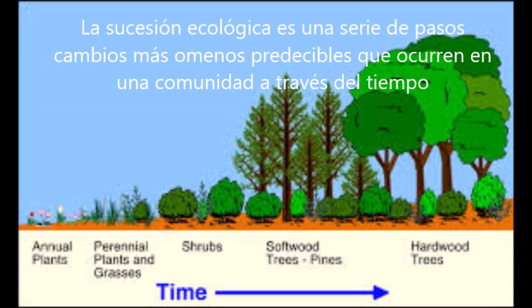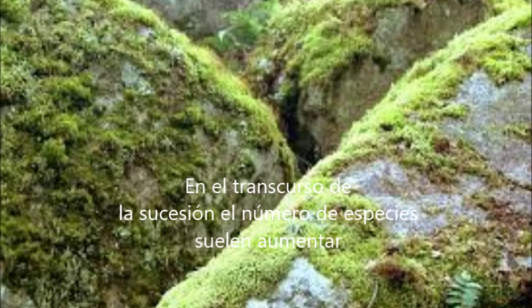Then, ecological succession is a series of more or less predictable changes that occur in a community over time. Over the course of succession, the number of different species present typically increases.